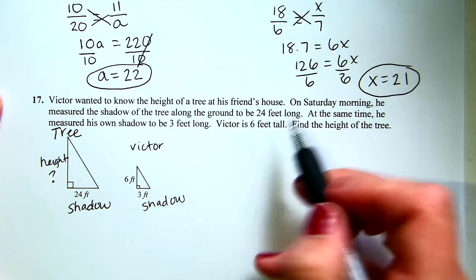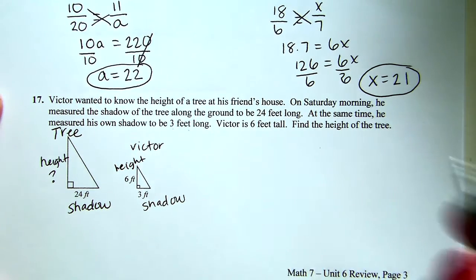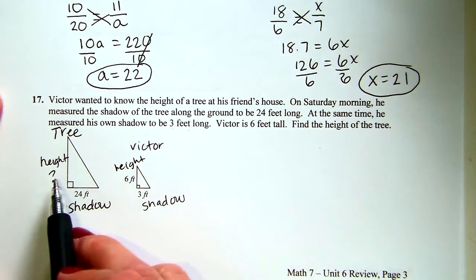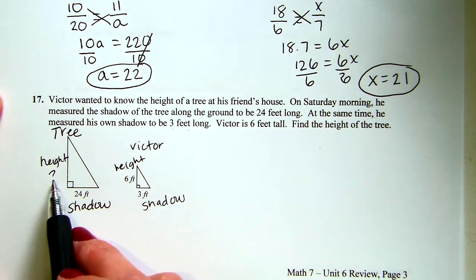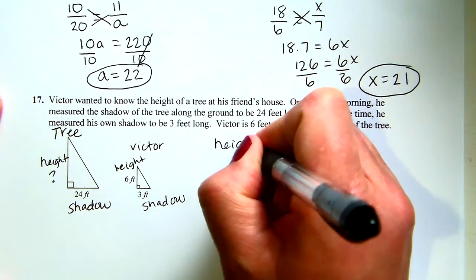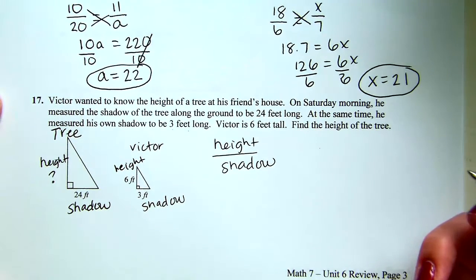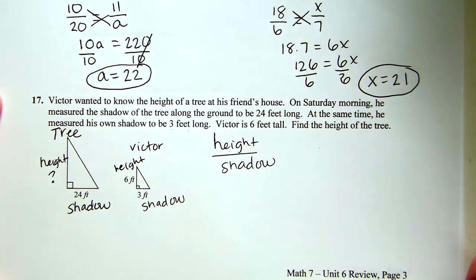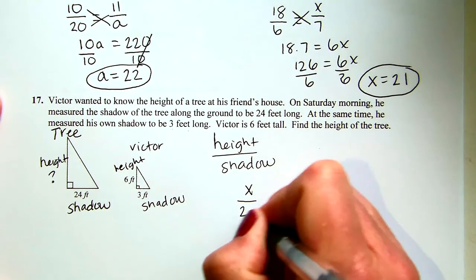So, I'm going to take my heights and set them equal to the shadow. I don't know what the height of the tree is, so I'm going to set that as my x. I'll actually make that look like an h. So here we go: x for my height over 24, the length of the shadow. Now I'm going to set that equal to Victor's height, which was 6 feet, over the length of his shadow, which was 3 feet.